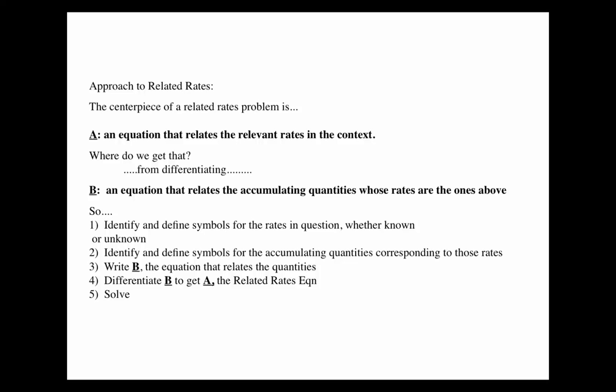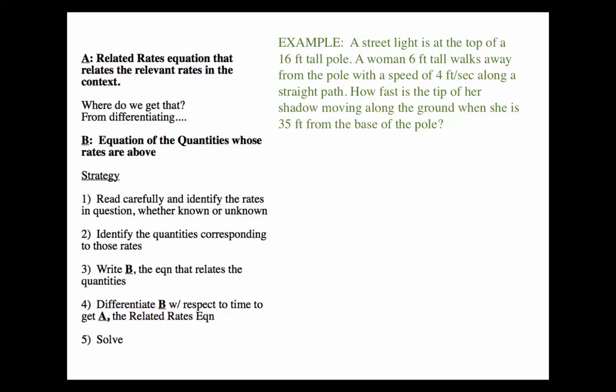Okay, let's do one more. I've got that same strategy here on the left to guide us through. And here's an example. A street light is at the top of a 16-foot pole. A woman 6 feet tall walks away from the pole. Her speed is 4 feet per second. How fast is the tip of her shadow moving along the ground when she is 35 feet from the base of the pole? Let's always start with a picture if you can.